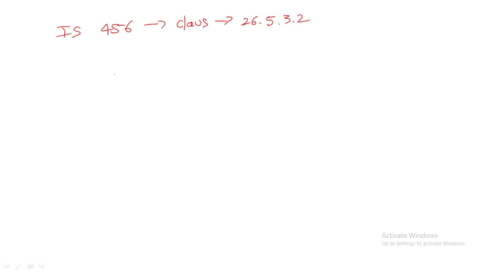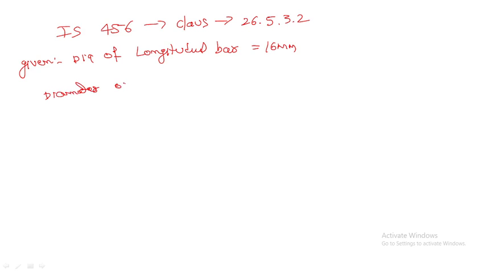26.5.3.2, right. So the diameter of the longitudinal bar is given, that is 16 mm. So what are they asking? They are asking the diameter of the lateral ties. So the diameter of lateral ties is equal to question mark.